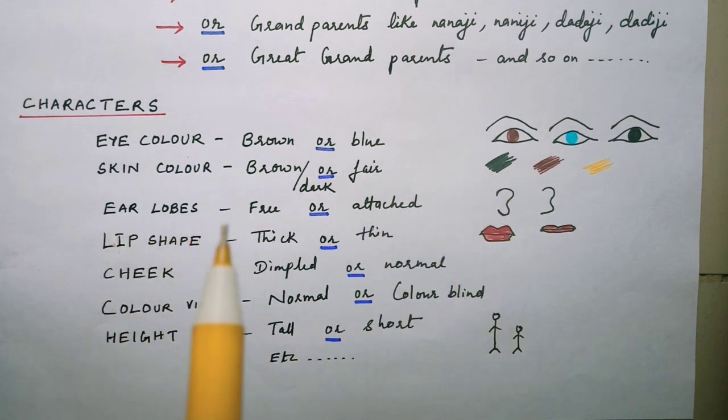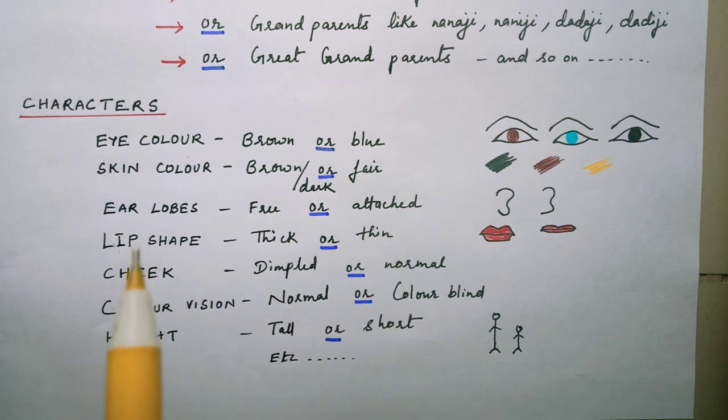The earlobes may be free or attached. The lip shape may be thick or thin. The cheek may be dimpled or it may be normal. The child may have normal vision, or the child may become colorblind. But this cannot be found out at the time of the birth of the child. The child may become tall or short. But again students, this cannot be noticed at the time of birth. This will be noticed later on in its life. And so on and so on.